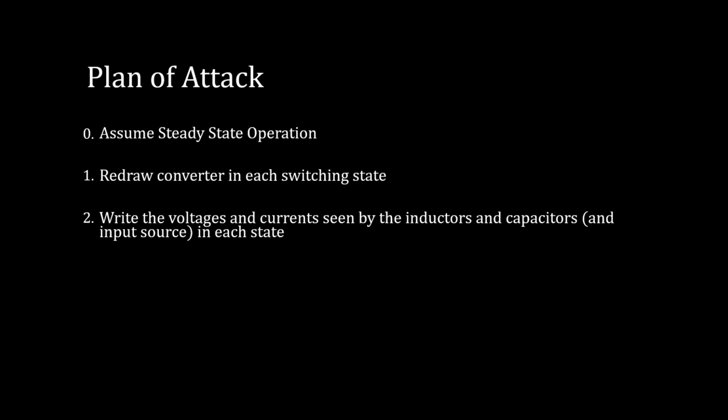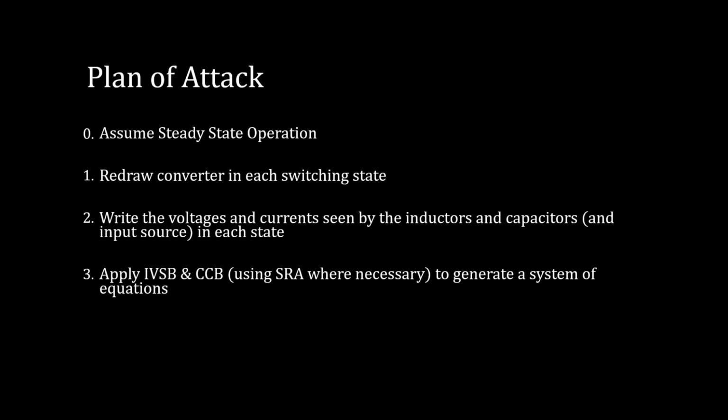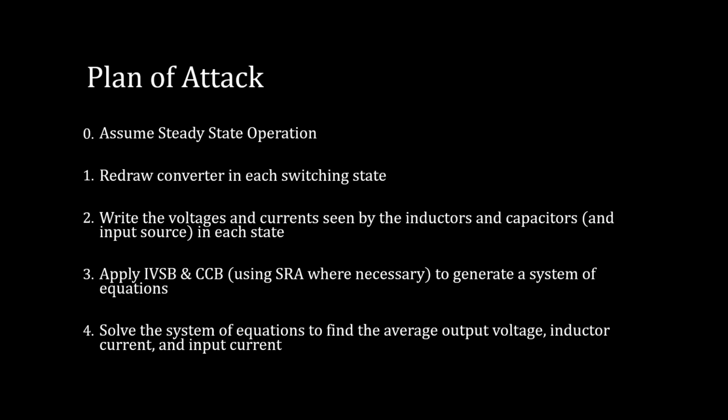You write the voltages and currents seen by the inductors and capacitors, and we'll also do the input source in each state. Okay, so we have to know the values of the voltages and currents applied. Then we apply IVSB and CCB, right? So we average the inductor current over one switching cycle, and we average the inductor voltage over one switching cycle, and we average the capacitor current over one switching cycle using small ripple approximation to generate a system of equations. Solve the system of equations to find the average output voltage, inductor current, input current, all that stuff.